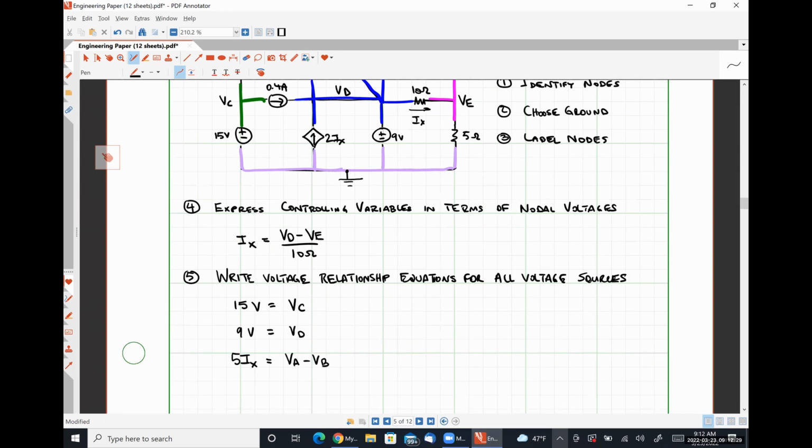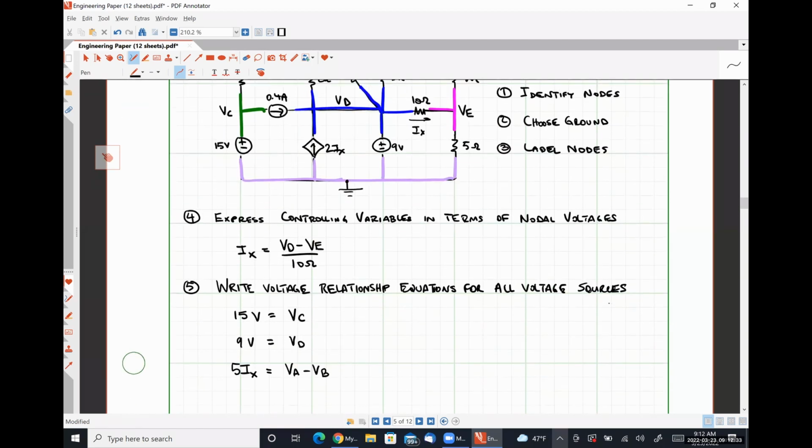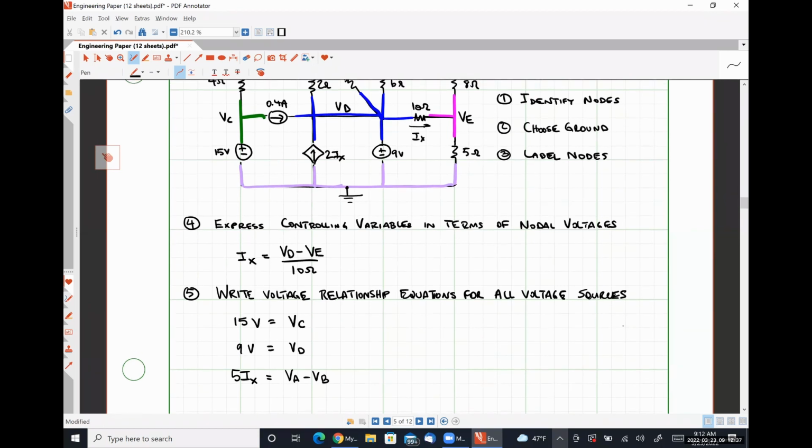Okay, so yes, ma'am. It absolutely does. Okay, so for instance, if the 15-volt source were positive polarity on bottom, then we would have VC equal to negative 15 volts, because it would be ground minus VC is equal to 15 volts.